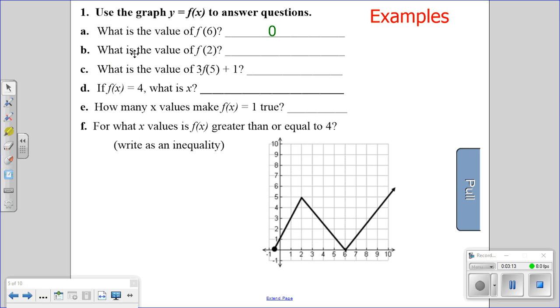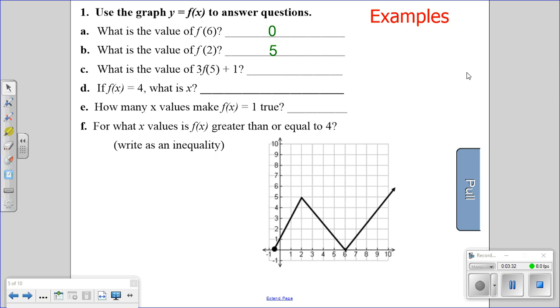So again, it says, what is the value of f of 2? This means find y when x is 2. So again, we go along the x-axis, we find x is 2. We go up and we see that its y value is 5. So the value for f of 2 is 5.